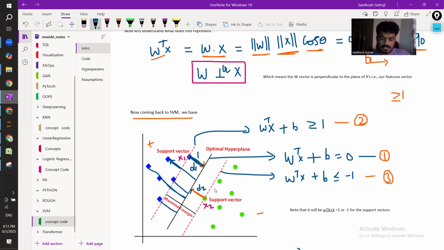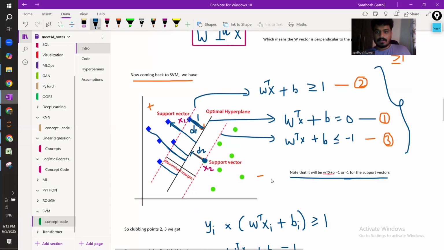Now coming to this particular point, this distance is minus 1. For other points, it will be less than minus 1. So that's how you got three plane equations. Note that this W transpose X plus b for the positive plane will be 1, and for these particular points, it will be minus 1. For this support vector, here it will be minus 1.